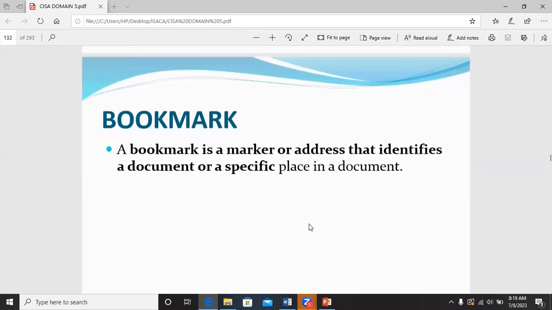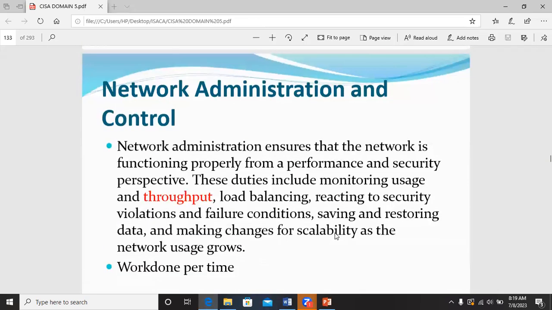Then you have bookmark, which we all do use. So you have a website that you like that is informative, and you can bookmark it like a marker, so that it will be easier for you to visit that website again without forgetting the address.